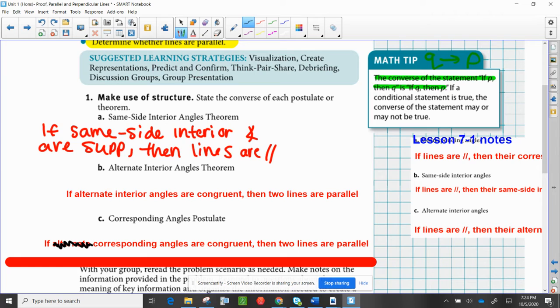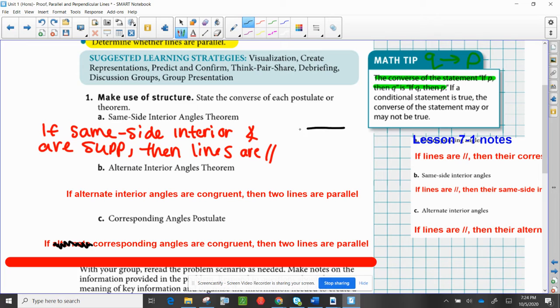So this is just the opposite of those theorems that we showed yesterday about our angle relationships. Again, if we know that there are supplementary same side angles, we can prove parallel lines. Similarly with alternate interior angles, if we know they're congruent, we can imply parallel. If we know corresponding angles are congruent, we can imply that they're parallel.